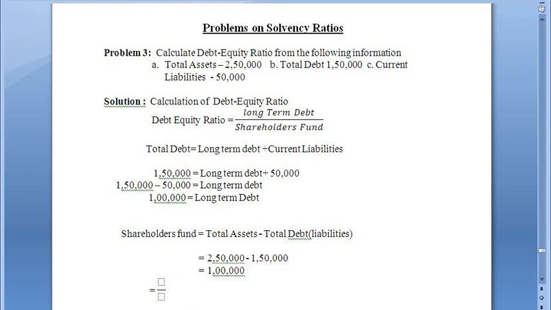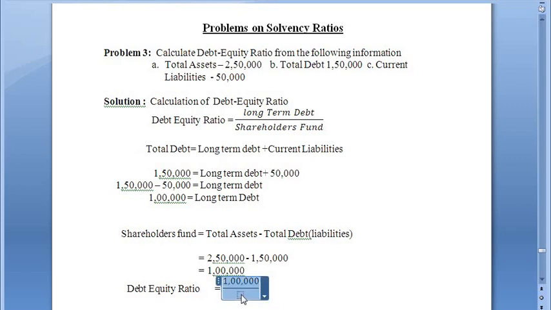See here, 1 lakh rupees. So therefore long term debt equity ratio is equal to long term debt divided by shareholders fund. Amount of long term debt is 1 lakh. What is the amount of shareholders fund?